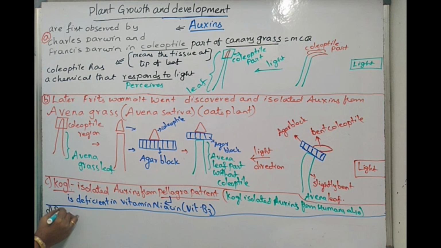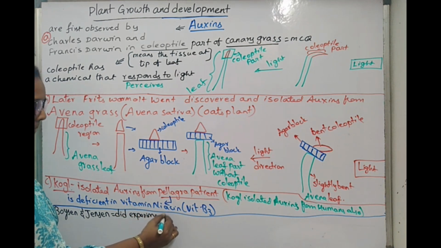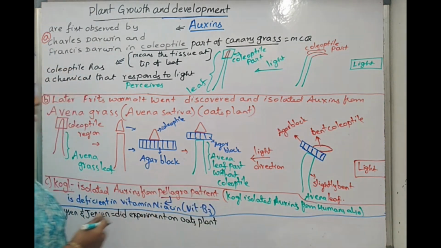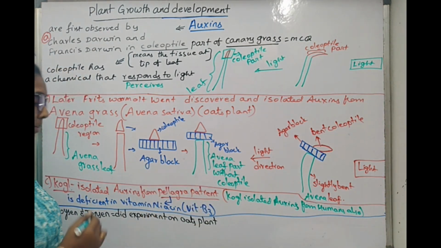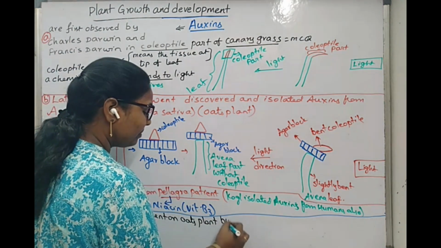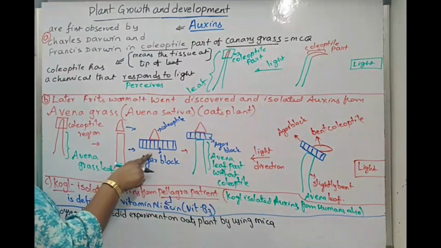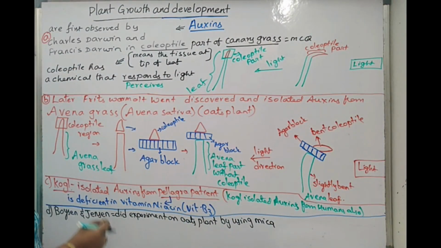Next, Boysen and Jensen. These two people also did experiments to isolate auxins on the oats plant, meaning Avena again, but they used mica. Here we can see the difference: by using an agar block, it is Wendt; by using mica, it is Boysen and Jensen.